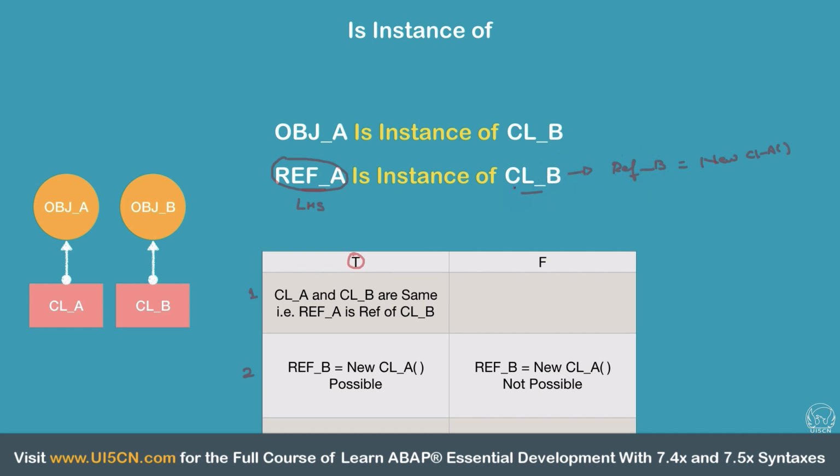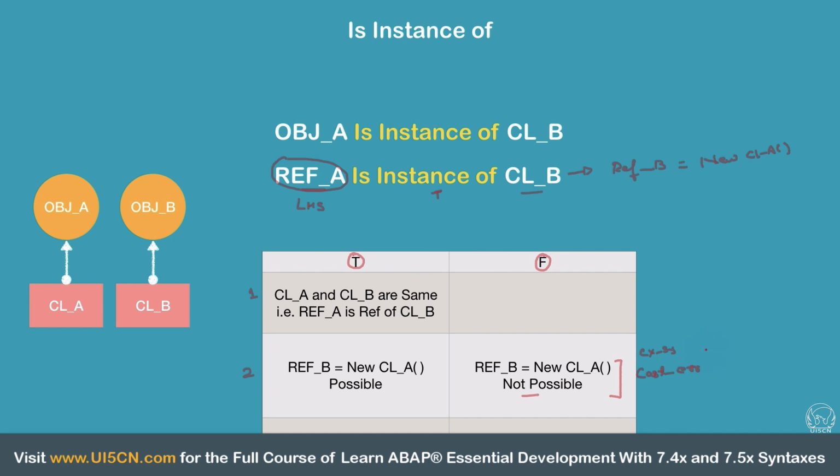So again, this is the downcasting scenario. If it is possible, then it will give true. And if it is not possible, if the reference of B cannot hold the object of A, then it will give us false. And if you try to do that assignment, it will throw a casting error, or to be more specific, CX_SY_MOVE_CAST_ERROR. We'll see that in more detail in the hands-on section.